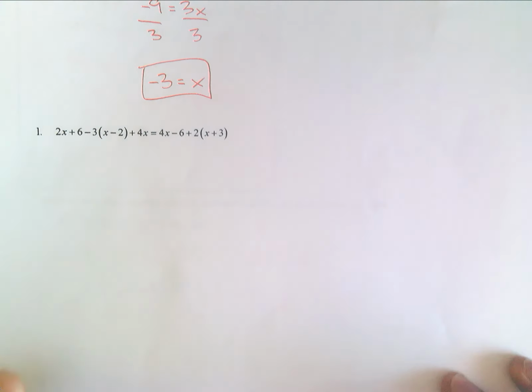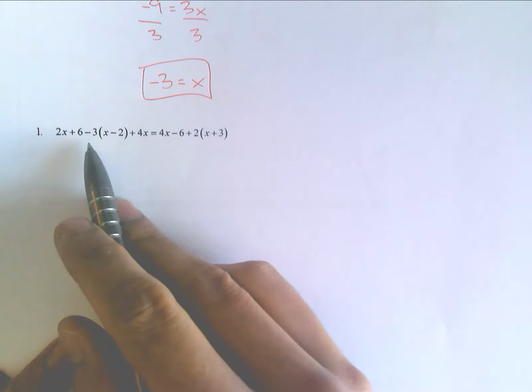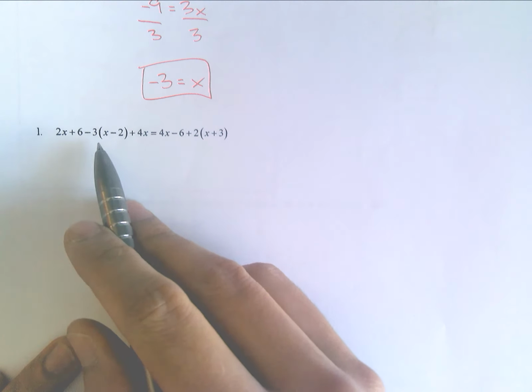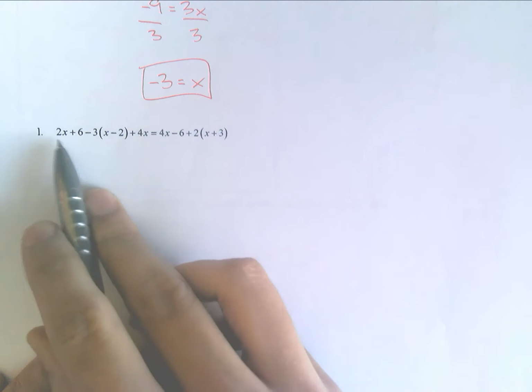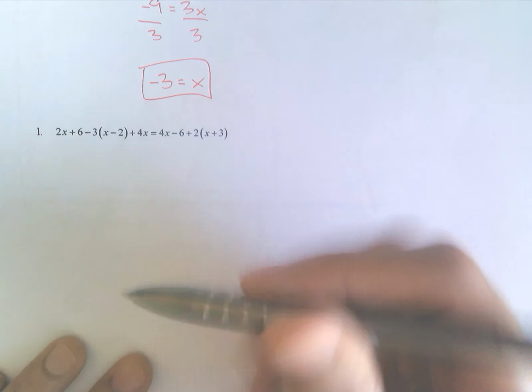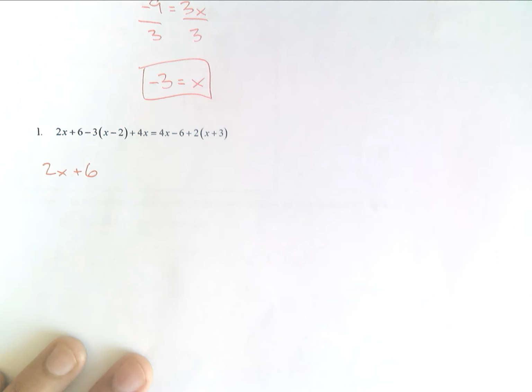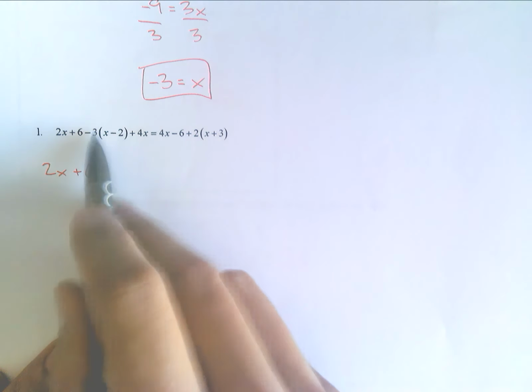So here we've got some distribution, but it's on the inside of the equation. And that's fine, you can have that. So we'll start by rewriting our first terms. So bring down the 2x, bring down the 6, so plus 6. But then notice what's going on here. We have minus 3, and then that's where we distribute.